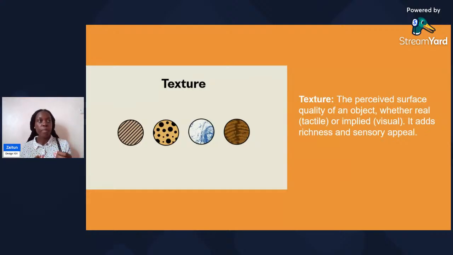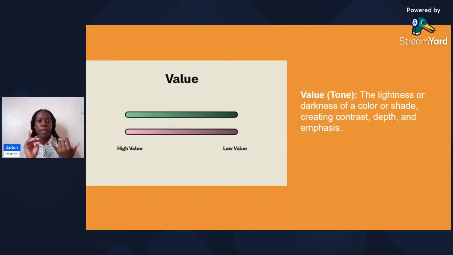So texture is very important. How do you want the person who's going to view your design, or the person who's going to use your design, to feel when seeing your design? So we use texture. Texture is very important. Next, we have value.